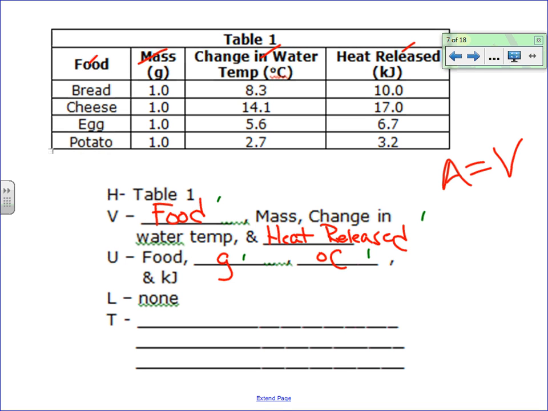There's a lot of different ways you can make trends, remember. You can do highest points or lowest points. So let's do a couple as some examples. What's one example? All right, so we're using a highest point there. This student pointed out that cheese has the highest change in water temperature and also the highest heat released. Good to know. Great trend. Does anyone have another trend that they want to share?